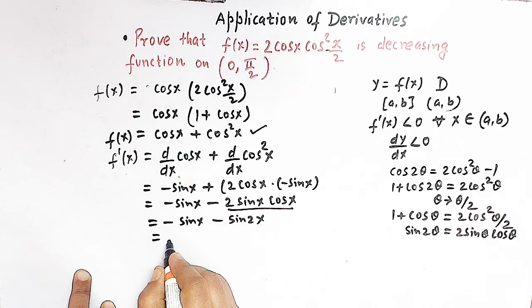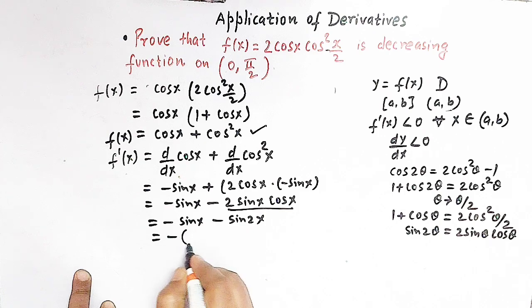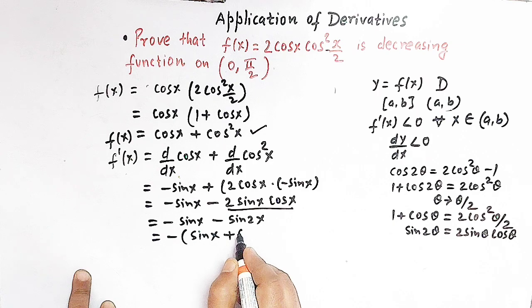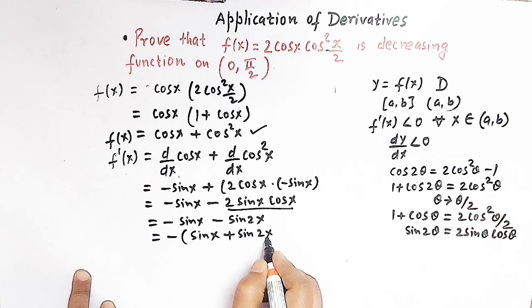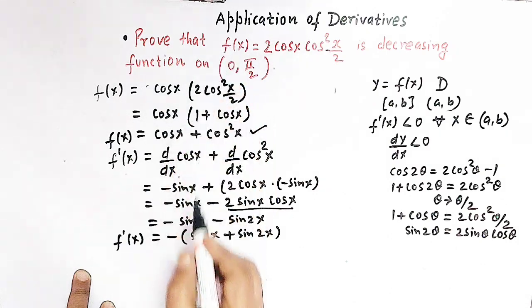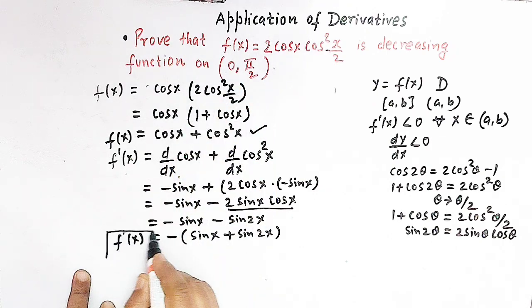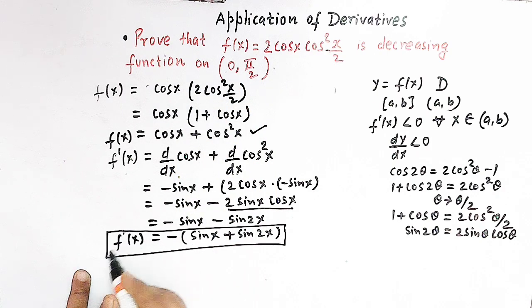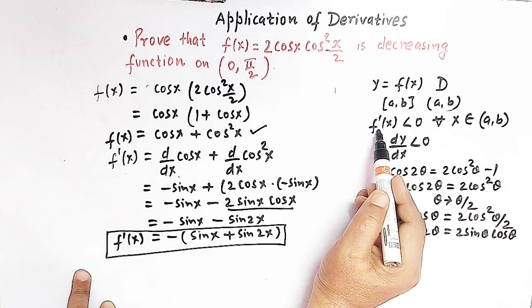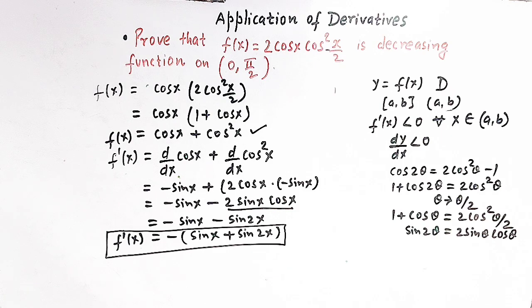Now taking the negative sign common here, we have minus, then within the brackets we have sine x plus sine 2x. So the derivative of f of x is given by this expression, and now for f of x to be a decreasing function, the derivative should be less than 0.